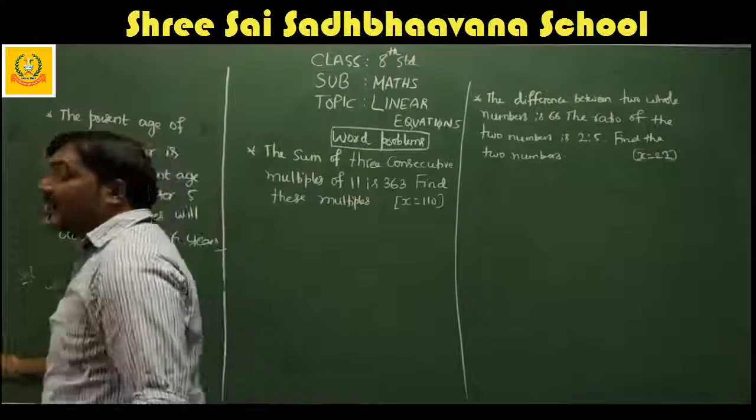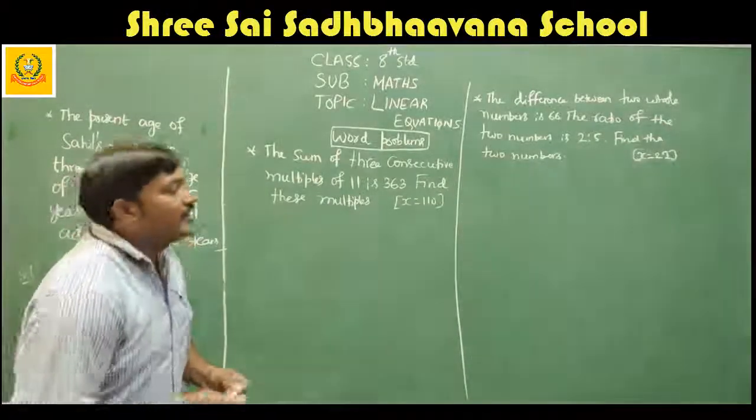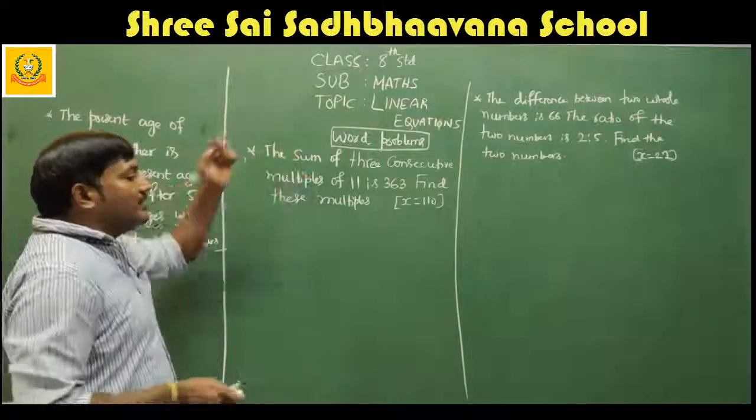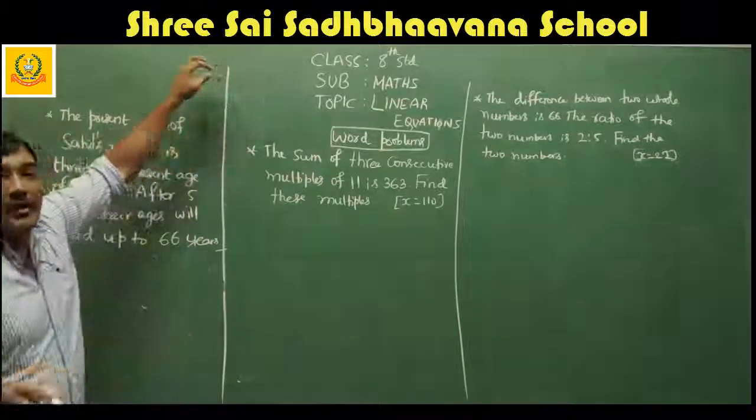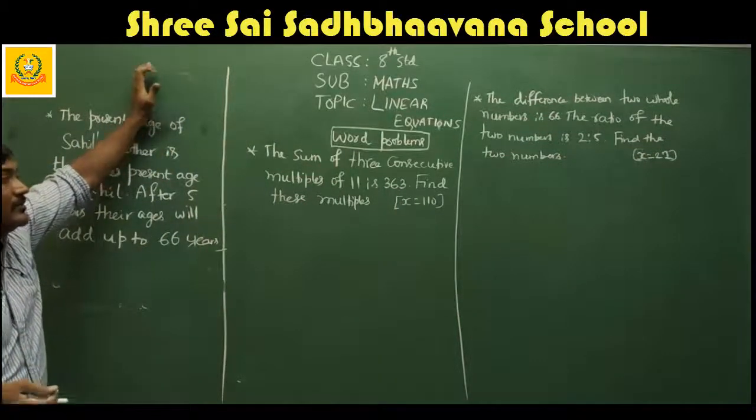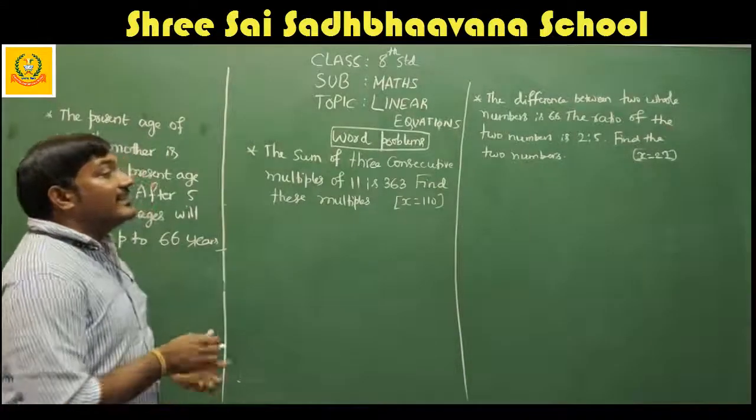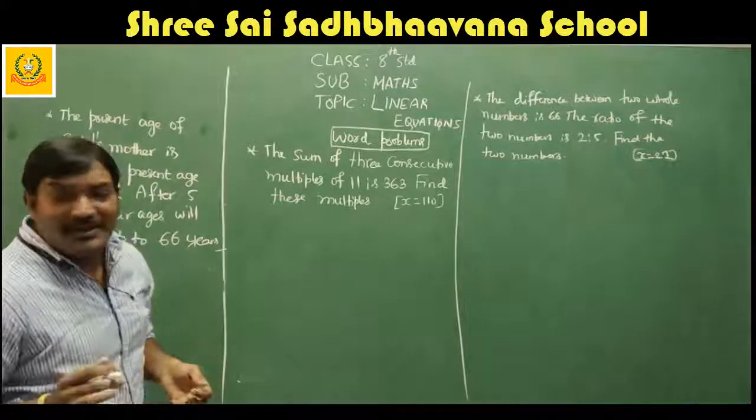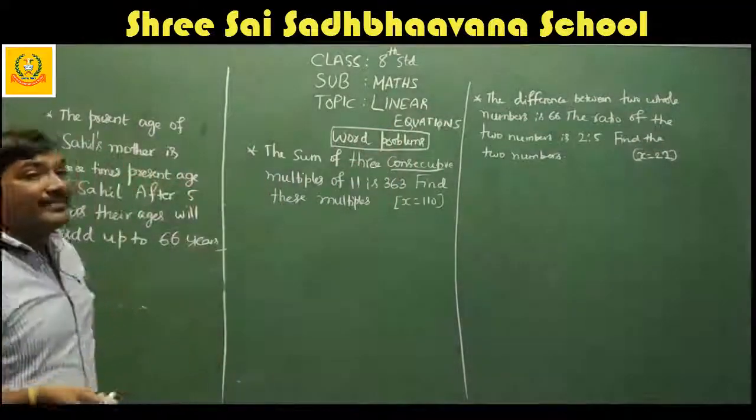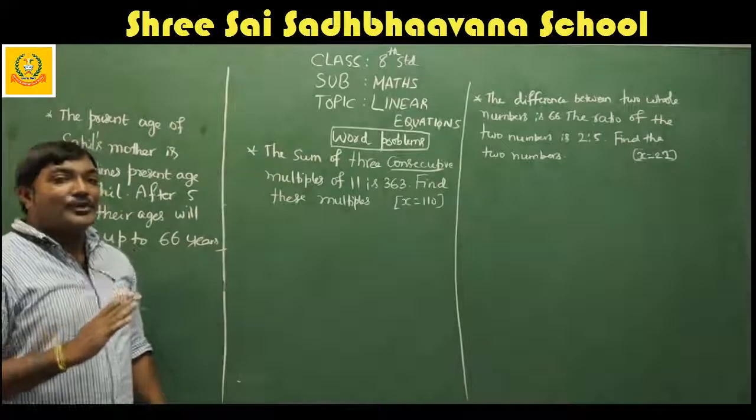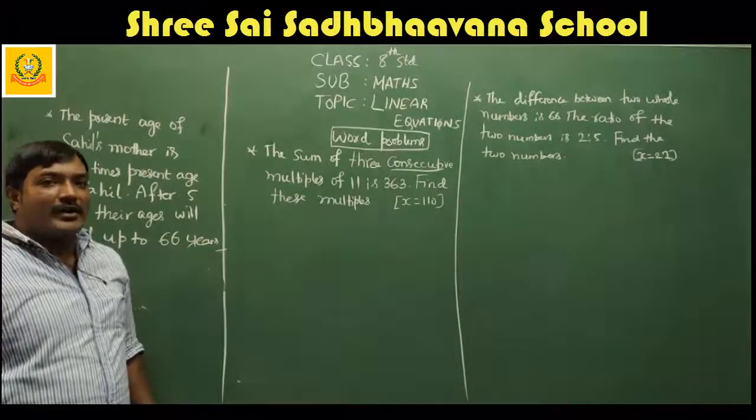Now, the sum of 3 consecutive multiples of 11 is 363. Find the multiples. Here again you have to use your brain, obviously. The sum of 3 consecutive multiples of 11 is 363. So what do you mean by consecutive? There is a term called consecutive here. Remember, consecutive is nothing but the immediate next number.